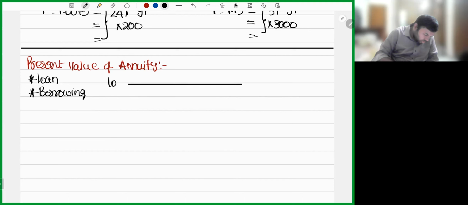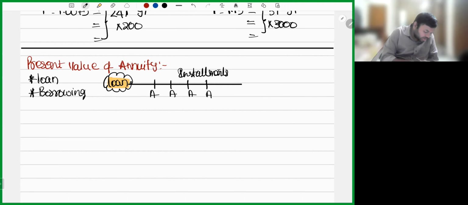You will take the loan today. The entire loan will be taken today. You will go ahead and pay the installments every year or every period. So the whole loan amount will be taken today, and the installments will be paid every year. Since the whole loan amount is taken today, we call it present value sum. So whenever you see loan or borrowing, you will calculate present value.